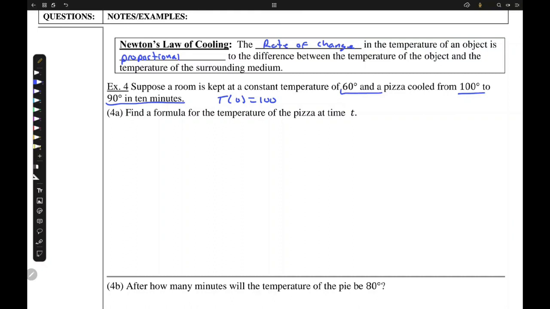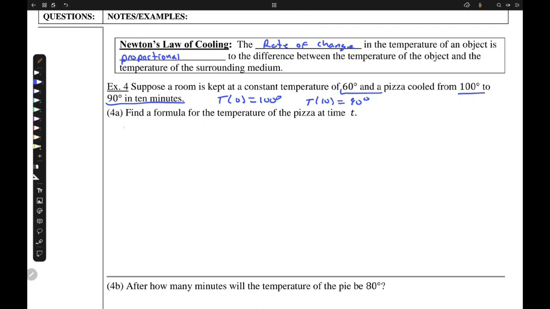It's 100 degrees, and I don't think it says Celsius or Fahrenheit, but 100 degrees is not very hot coming out of an oven, so it's probably got to be centigrade. And then we know after 10 minutes, T of 10 is equal to 90. So it's cooled down from 100 degrees to 90 degrees in 10 minutes. They tell us it's proportional, and we need to find a formula for the temperature of the pizza at time t.